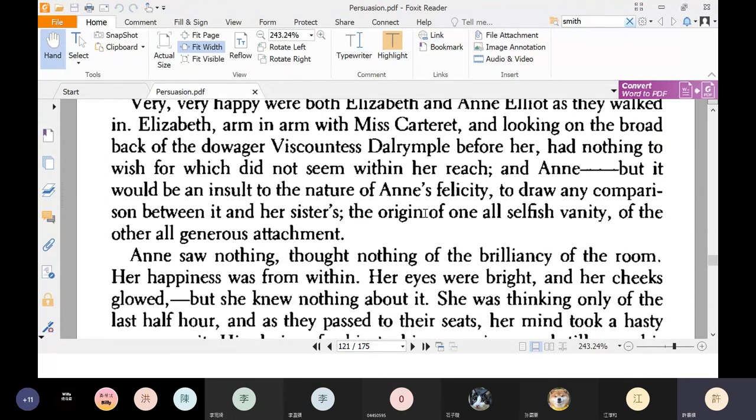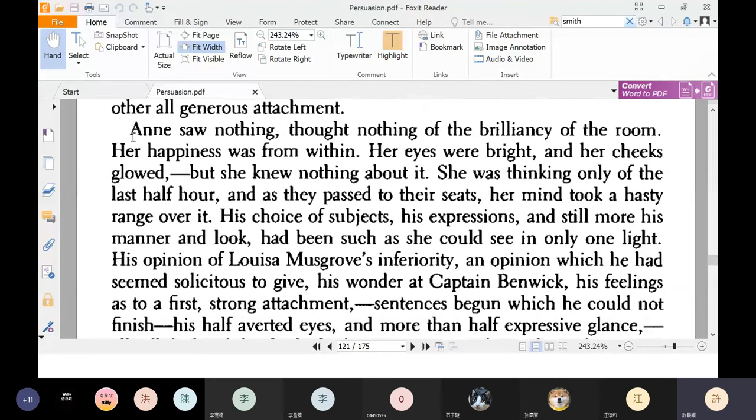And then finally, when things settle down, Anne saw nothing, thought nothing of the brilliancy of the room. This is talking about all the socially important people in the room. She cared and thought and saw nothing. Her happiness was from within. Her eyes were bright and her cheeks glowed, but she knew nothing about it. She was thinking only of the last half hour, and as they passed to their seats to prepare for the performance, her mind took a hasty range over it.